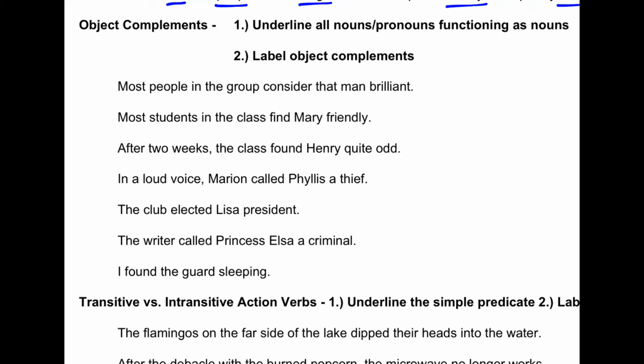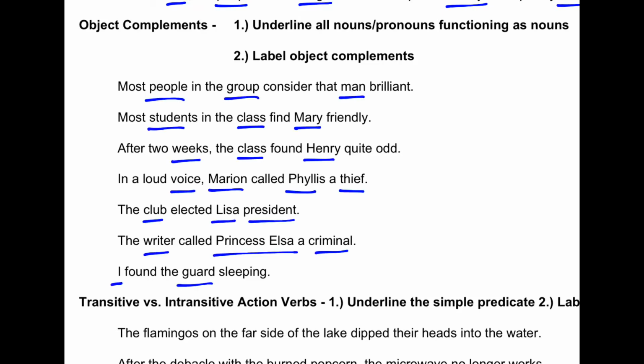Next up, object complements. These are like subject complements, but instead of describing the subject, they describe a direct object. So therefore, we have to have a transitive action verb and a direct object for one of these to even show up. They're generally nouns or adjectives, but they could be a pronoun also. First, let's underline all the nouns or pronouns functioning as nouns. So the direct object in this first one is man, and brilliant describes that man.